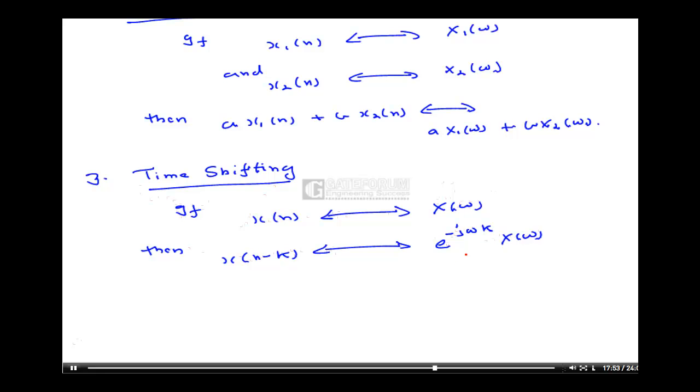Thus we can see the magnitude of this term is X of omega only. Okay, but phase has changed. Initially phase for this is angle of X of omega, then phase for this will become angle of X of omega minus omega k. That's it. Okay, only the phase changes, magnitude spectrum will remain same.